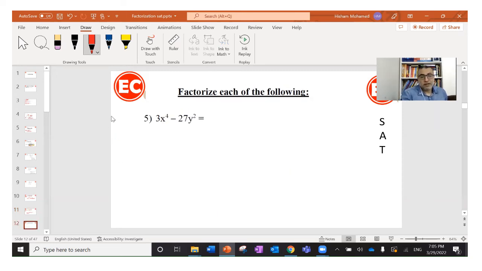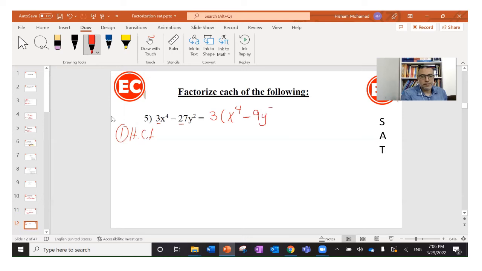For number 5, I'm going to follow the steps. Highest common factor, 3 and 27. The highest common factor is 3. X power 4, y power 2, there is no highest common factor. So I'm going to open a bracket. 3x power 4 divided by 3 is x to the power of 4. Minus 27 divided by 3 is 9.